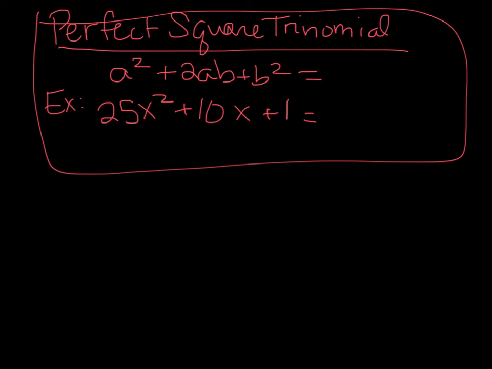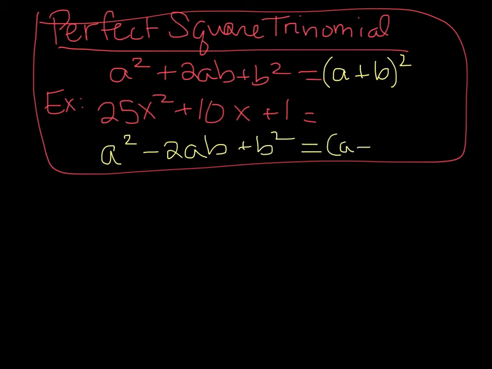Our second special case is called a perfect square trinomial. This one's a little bit weird. It's a lot harder to spot than the previous one. If we have a squared plus 2ab plus b squared, you are going to get a plus b squared. Same thing, if you have a minus, it will also work out that way. So if you had a squared plus 2ab plus b squared, it is going to give you a minus b.